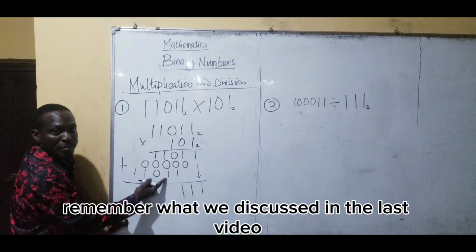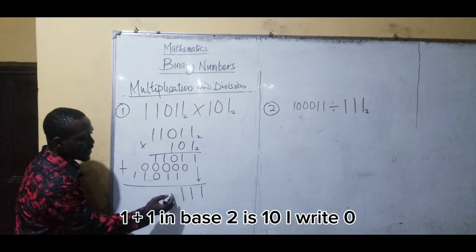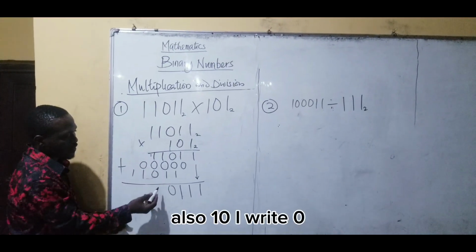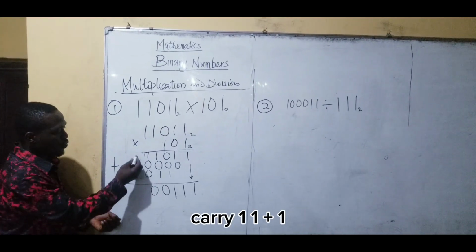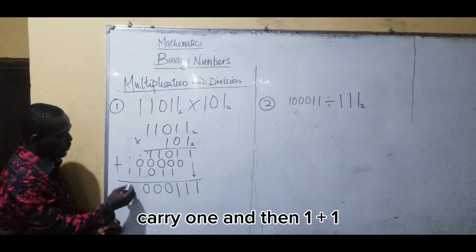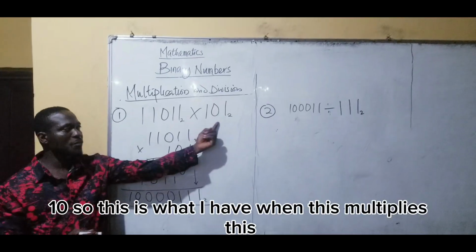Remember what we discussed in the last video, 1 plus 1 in base 2 is 10. I will write 0, carry 1. 1 plus 1, also 10. I will write 0, carry 1. 1 plus 1, 10, 0, carry 1. And then 1 plus 1, 10. So this is what I have when this multiplies this.